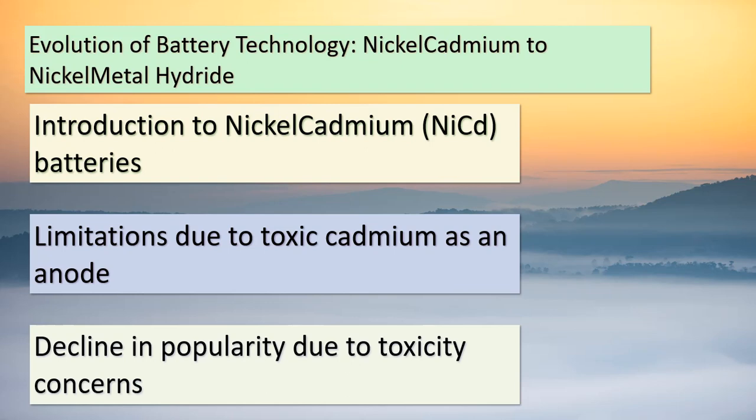Due to its toxicity, the popularity of NiCd batteries has dwindled since their peak production in the early 2000s, which saw around 1.5 billion batteries being manufactured annually. Not only that, but cadmium's relatively high density adds unwanted weight to batteries, making them less ideal for portable devices and electric vehicles. These shortcomings have paved the way for the emergence of a newer technology: the nickel metal hydride, or NiMH, battery. Let's dive into the intricacies of this evolution.